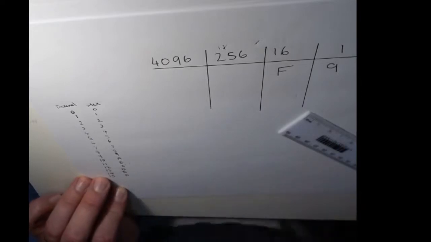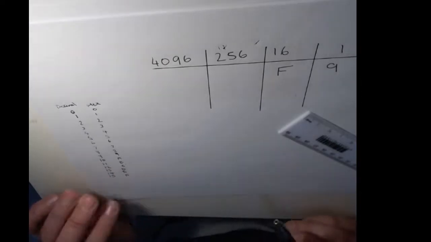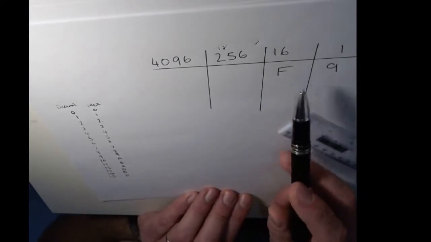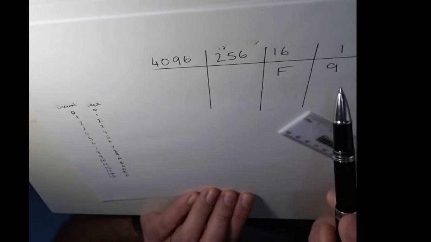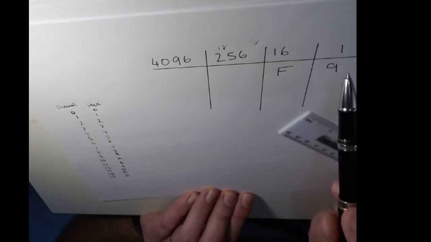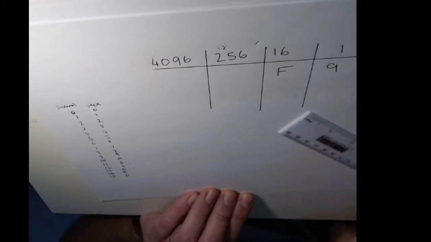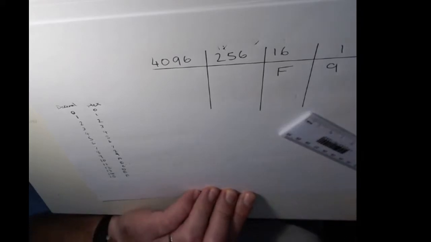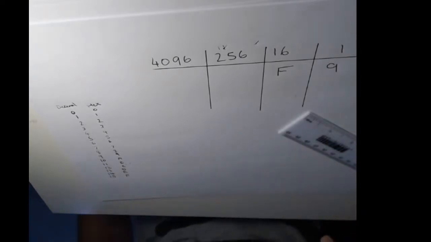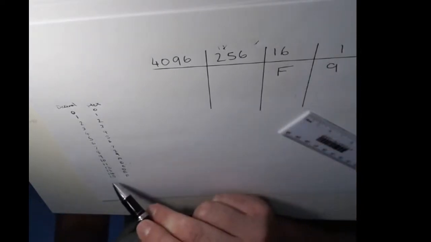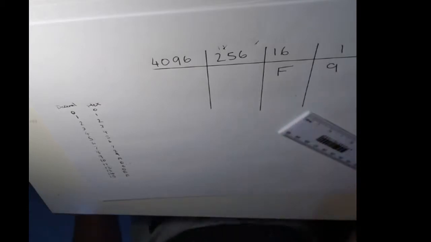So I'm going to have a go at doing this one first. We've got the hexadecimal number F9. What we need to do is times the number by its heading. The first one is really easy. It's 1 times 9, which is 9. And then the next one is F, which is 15, so 15 times 16.